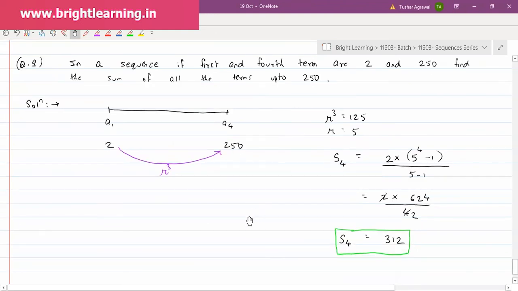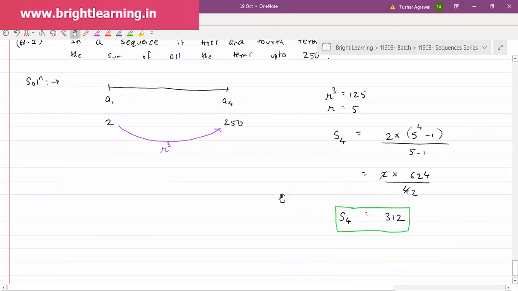This was question number 9. Okay, so we'll stop here for today. The next part we will continue tomorrow. Tomorrow is Saturday. Saturday we'll do the series part.